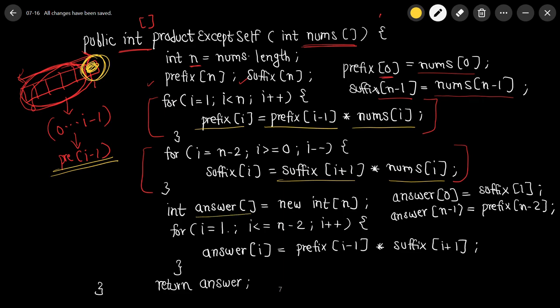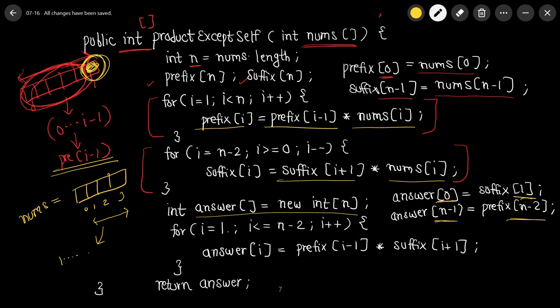Then we declare our answer array, and answer of 0 and answer of n minus 1 are previously filled with suffix of 1 and prefix of n minus 2. Let me explain this also. So suppose our nums is something like this. So answer of 0 means the product from here till here, that is 1 till end, where end is n minus 1. If we reverse it, it is n minus 1 till 1, which is nothing but suffix of 1 only, right? So that's why answer of 0 is suffix of 1.